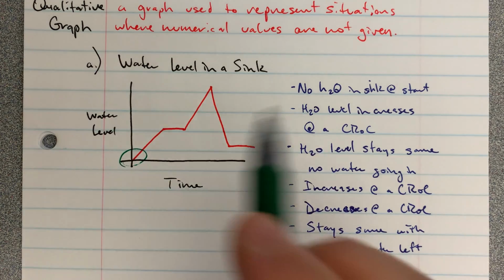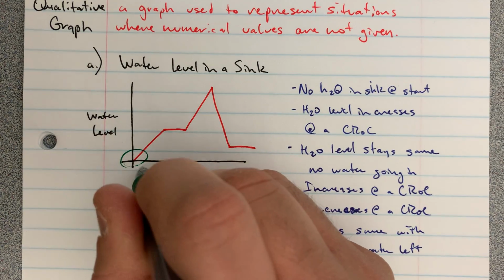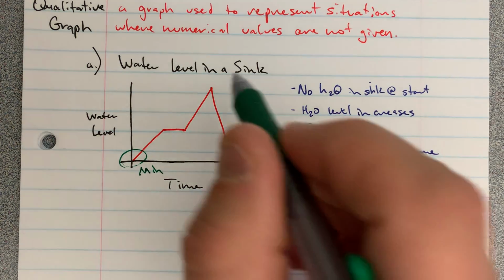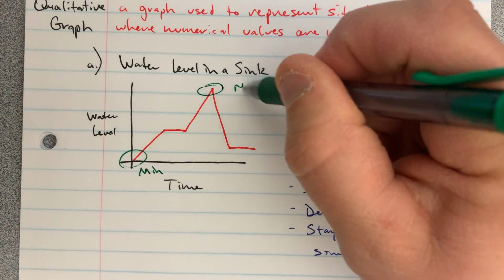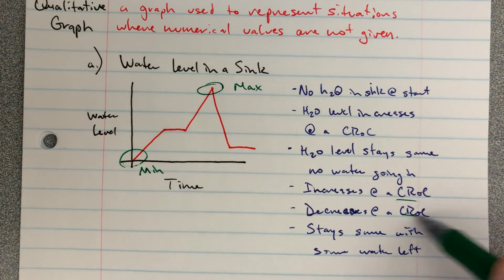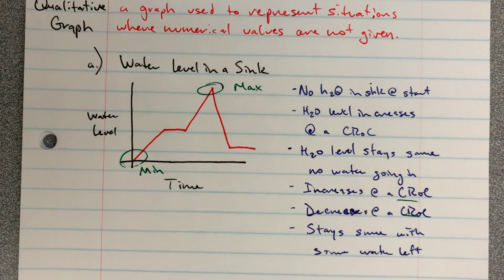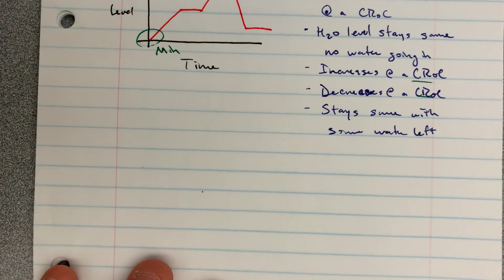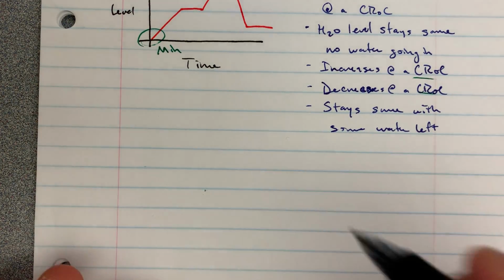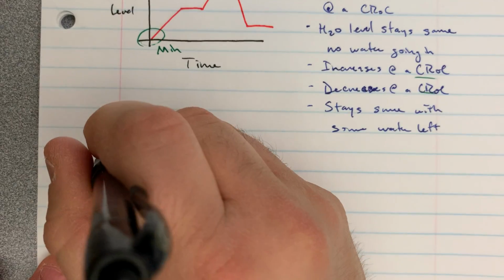Now, a couple of things here. This point right here represents our minimum point, the smallest amount. The highest part of our graph up here, therefore, would be our maximum. Okay? So with all these straight lines that we have here, we really have to utilize that idea of constant rate of change.